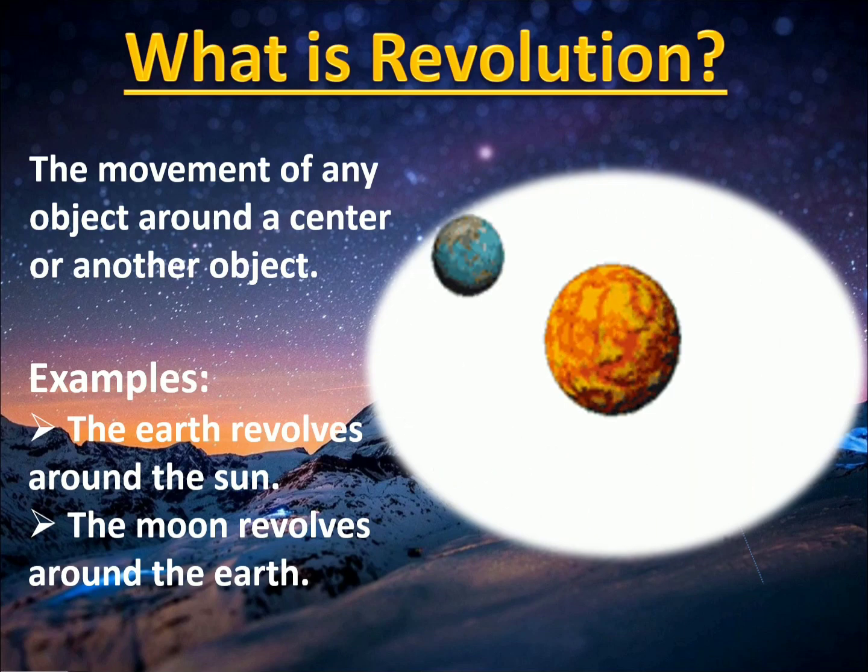And what is the example of revolution? The earth revolves around the sun and the moon revolves around the earth. So the earth rotates on its axis and it revolves around the sun. Similarly, the moon rotates on its axis and it revolves around the earth.